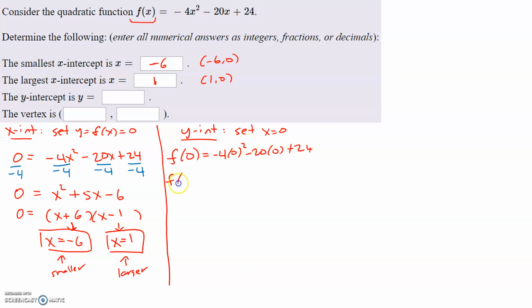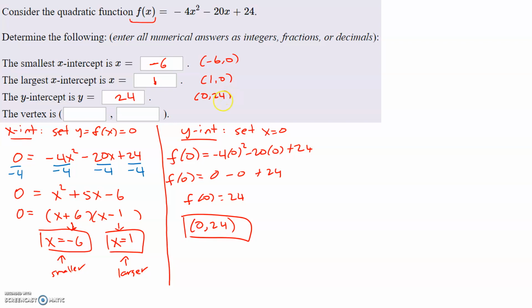So we are going to have f of 0. Anything times 0 is 0. So that's 0, that's 0, and then you have plus 24. So we have f of 0 equals 24. So the y-intercept is 0, 24. Although they only want the actual numerical value of the y-intercept, so that'll be 24, but the ordered pair, which we should always keep in mind, is 0, 24. Now lastly, we are looking for the vertex.